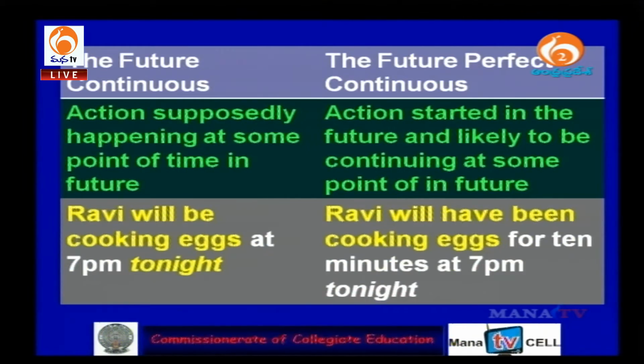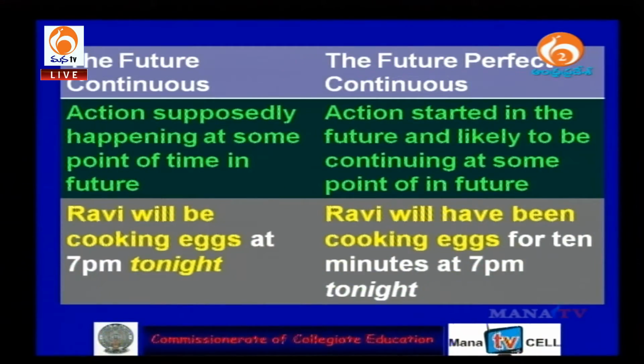If you take the second tense in this slide, the future perfect continuous, the action started in future. That means the action hasn't started. It is supposed to start and is likely to be continuing at some point of time in future. So this is very improbable. Why? Because here the time is future tonight and the point of time is 7 p.m., and what is supposed to be going on at that time should have started sometime before that point of time. So this is improbable.